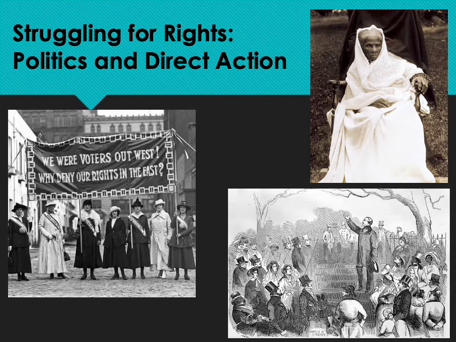And on the left-hand side is a picture from 1912, so early into the 20th century, where you see some suffragettes in Greenwich Village in New York City who are holding a sign. They've come to the city to protest. They're from the West. And as you know, the Western states allowed women to vote much earlier than some of the Eastern states. And they're holding a sign that says, "We were voters out West, don't deny us our rights in the East."